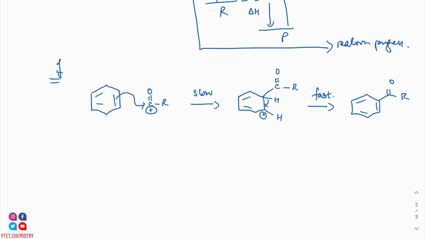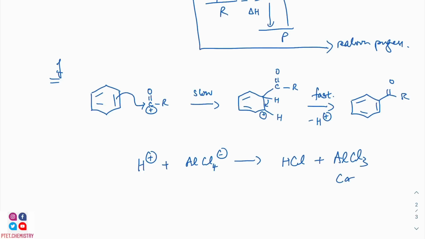This is fast because it's restoring aromaticity. It kicks out the H plus, and the H plus can recombine with the AlCl4 minus to give you HCl plus AlCl3, which was the catalyst used, and you regenerate or reform the catalyst because it is not used up in a reaction. Okay, so what have we shown here?